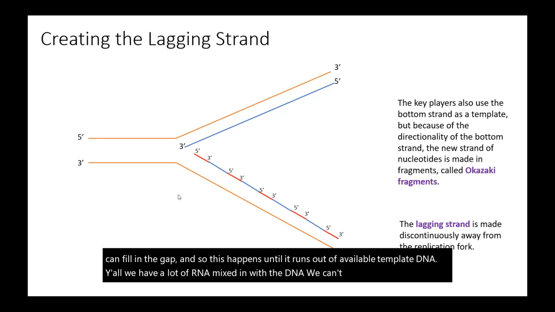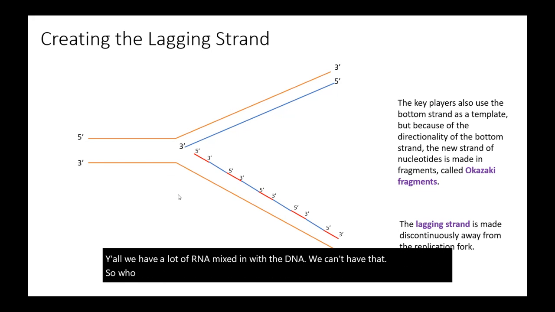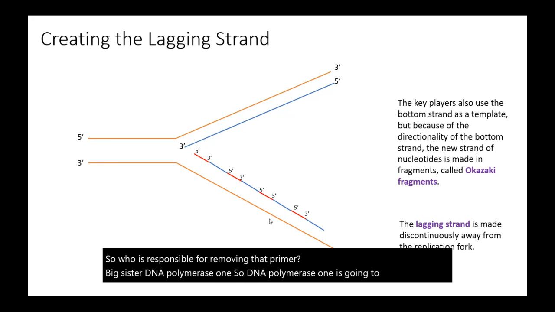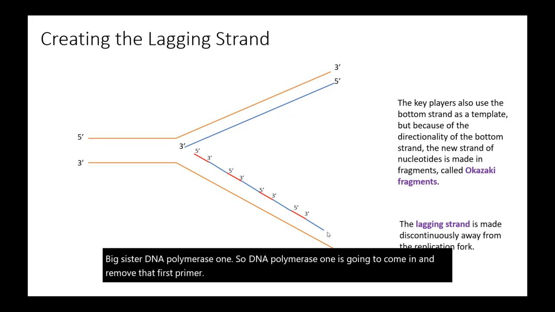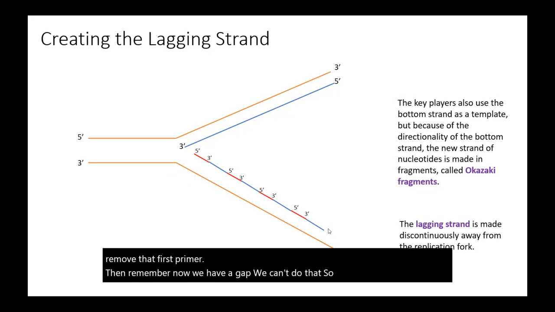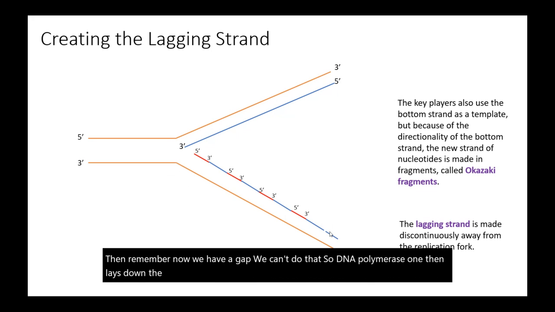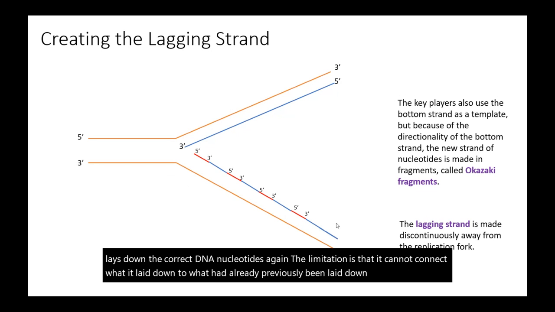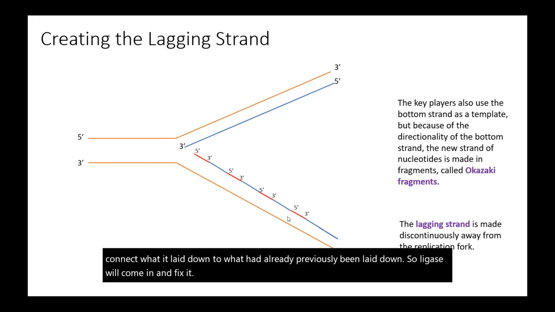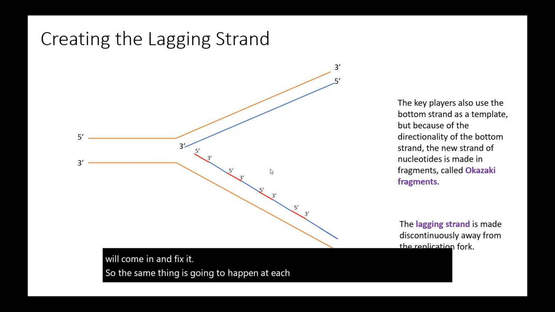We can't have that. So who is responsible for removing that primer? Big sister DNA polymerase 1. So DNA polymerase 1 is going to come in and remove that first primer. Then, remember, now we have a gap. We can't do that. So DNA polymerase 1 then lays down the correct DNA nucleotides. Again, the limitation is that it cannot connect what it laid down to what had already previously been laid down. So ligase will come in and fix it. So now the same thing is going to happen at each of these RNA primers.